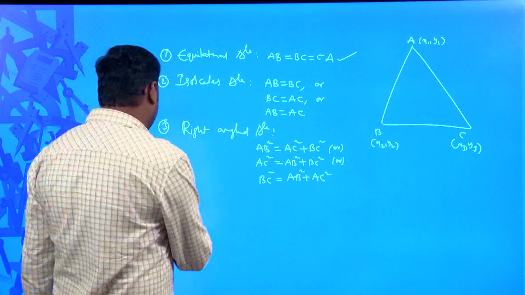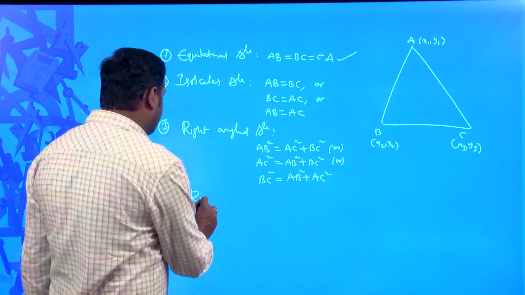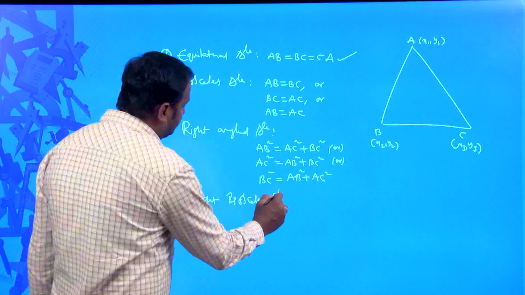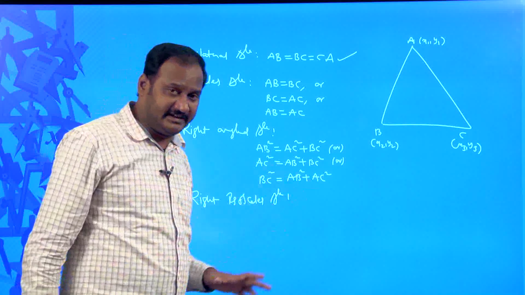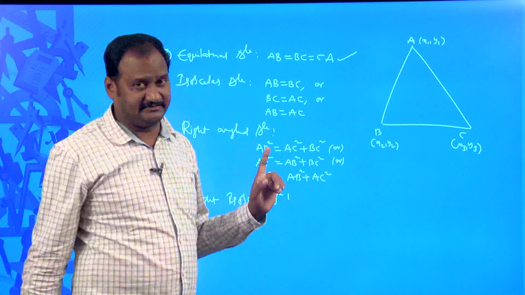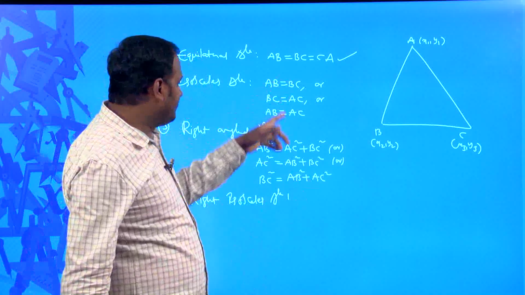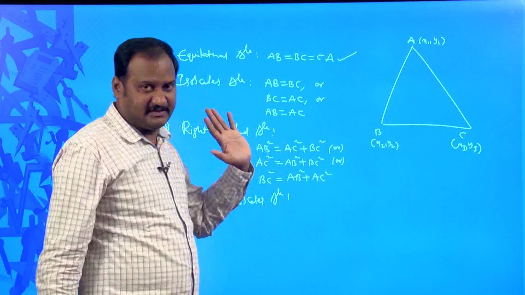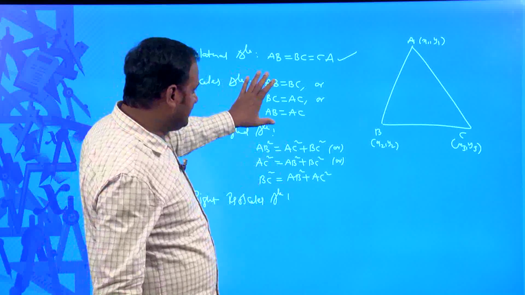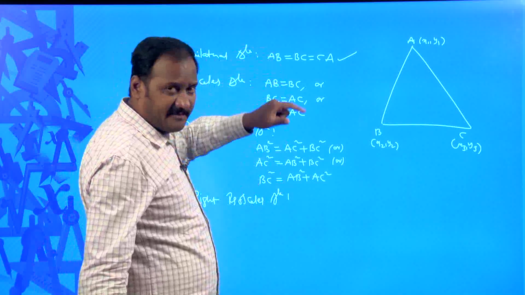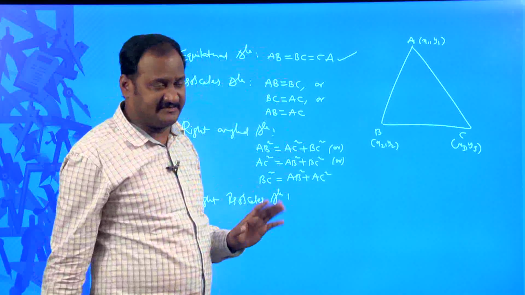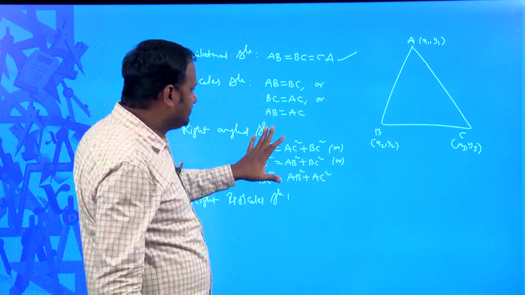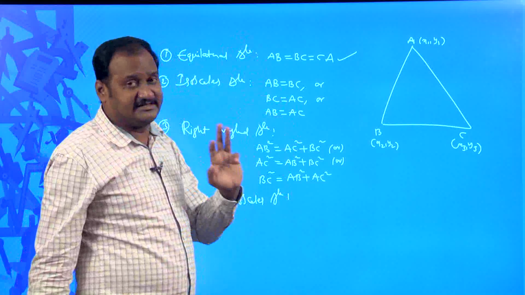Suppose you want to prove that the triangle is a right angled isosceles triangle. A right isosceles triangle means what? It should be a right angled triangle as well as an isosceles triangle. It means definitely one of these conditions must be satisfied and one of these conditions also must be satisfied. So, hope you understand. Any one pair of sides must be equal and then the Pythagoras theorem must be satisfied. Then we can say that they are the vertices of a right angled triangle. This is about the vertices of a triangle.